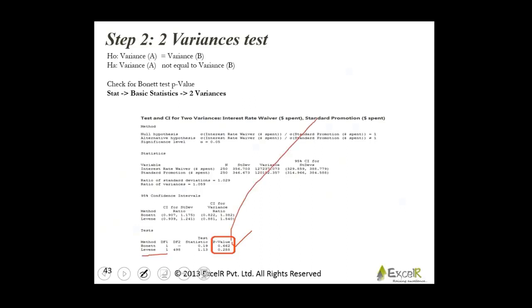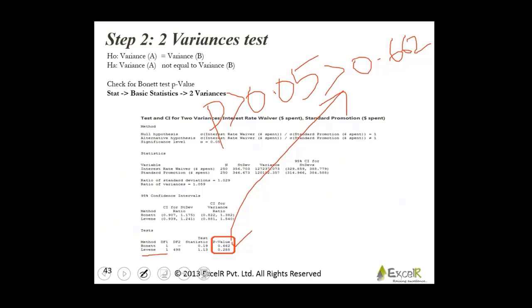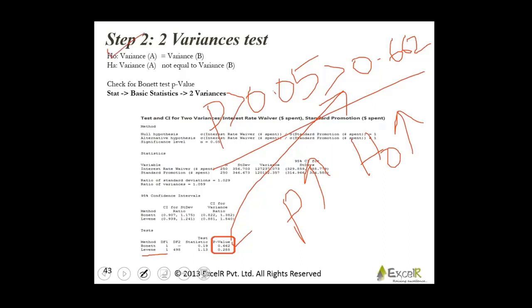Anyways, let us look into this p-value. The p-value here is 0.662. Is this p-value greater than 0.05? Oh yeah, it is greater than 0.05. P high, null fly. So you accept the null hypothesis, which says both the variances are equal.